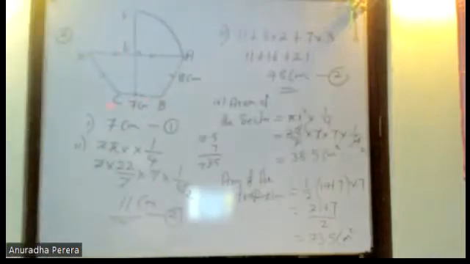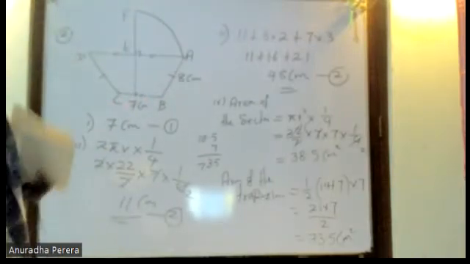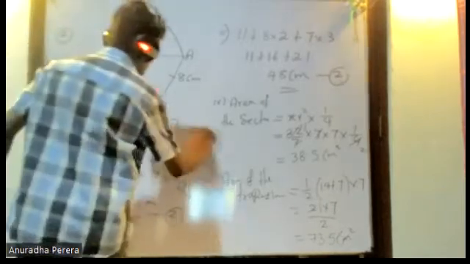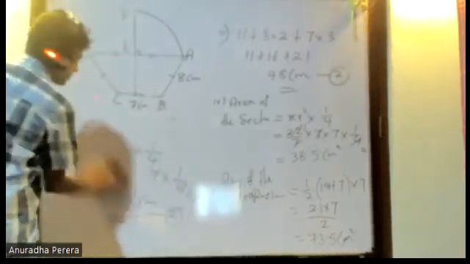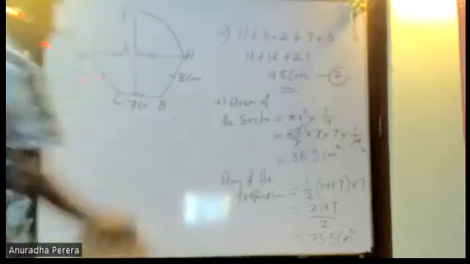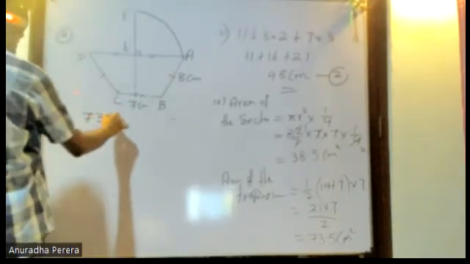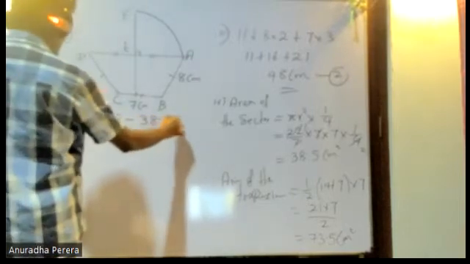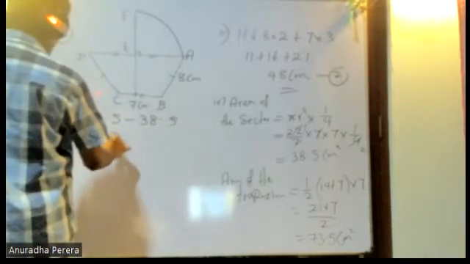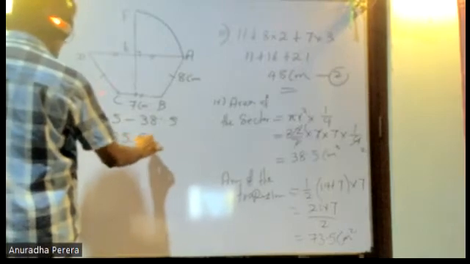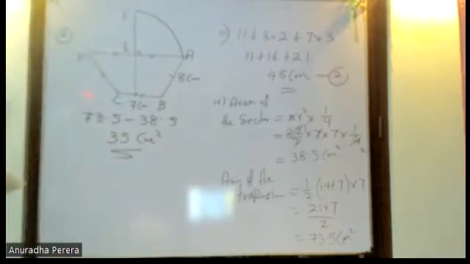Right, here we need the difference. We need the difference: 73.5 minus 38.5 is 35 square centimeters. Yes, 35. 3 marks.